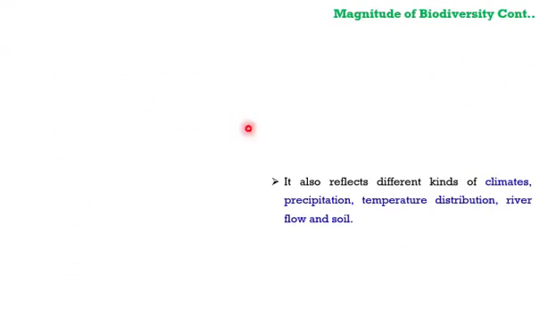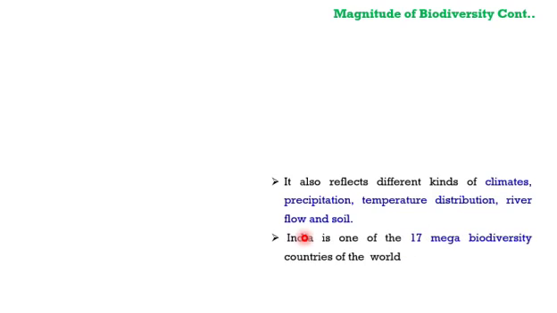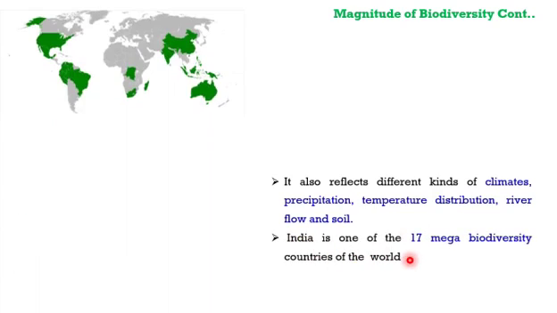Whatever I told you from my previous slides shows that our country has different kinds of climates, precipitation, temperature distribution, river flow, and soil. So India is one of the 17 mega biodiversity countries of the world. Totally 17 countries around the globe have mega biodiversity in terms of plants and animals. So we rank under the 17th position around the globe.